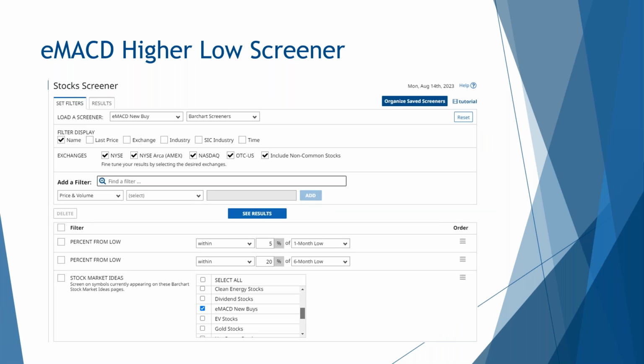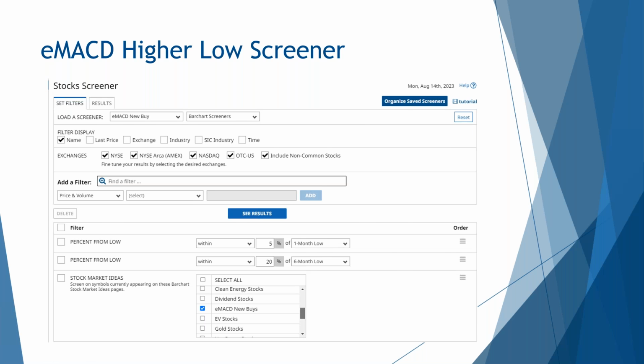This one is one that you can use for that change of characteristics. I didn't know if I demonstrated this one, but what we're doing here is using two different values. We're going to look at a low based on a monthly low, and a low based on a 6-month low. What we're looking for is that change in characteristics. We want to see that our current price is above our monthly low, and we want to see that monthly low above our 6-month low.